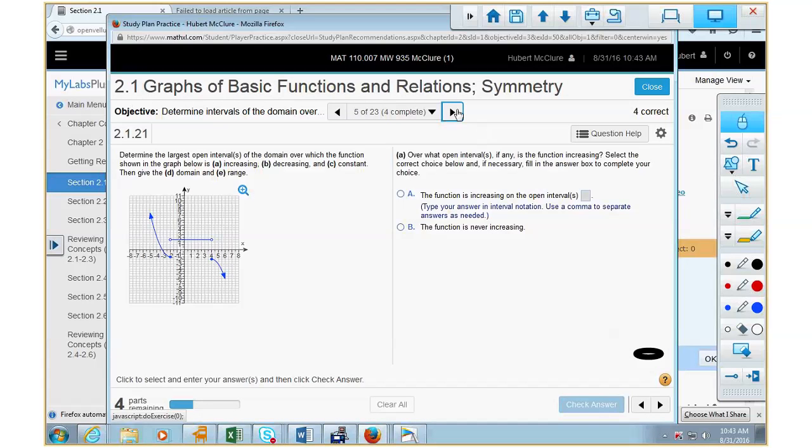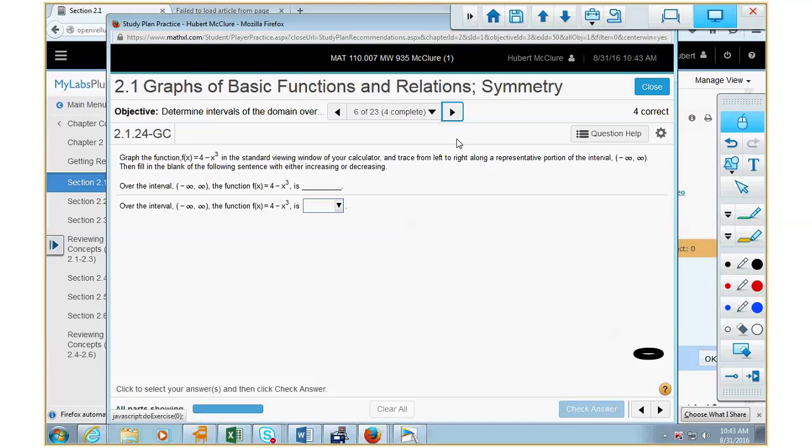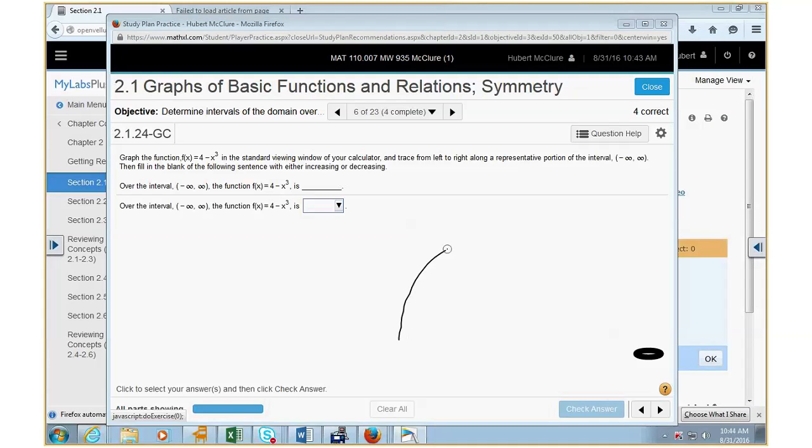That's not a good test question. It's a terrible question. And this is standard view calculator. What does this say? Interval and so on. What do they want to know? Oh, increasing, decreasing. So that's negative x cubed. So it looks like this. Our regular x cubed looks like that. So what does negative x cubed look like?